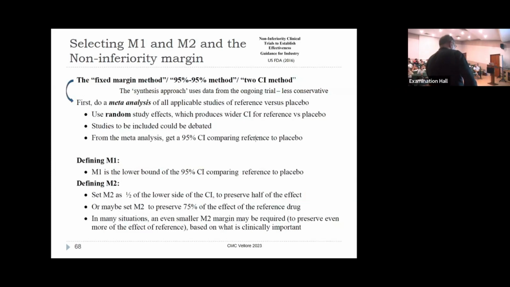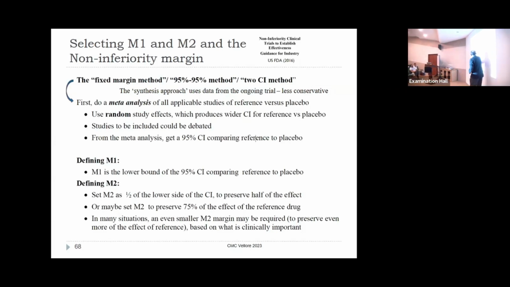So they define M1, usually, let's say if it's a bad outcome, or the lower bound, so it's a good outcome, it's the lower bound of the 95% confidence interval in reference to placebo. And they say you set M2 as half of that lower bound to preserve 50% of the effect of the usual care. If you want to preserve half of the effect, then you take half of that.